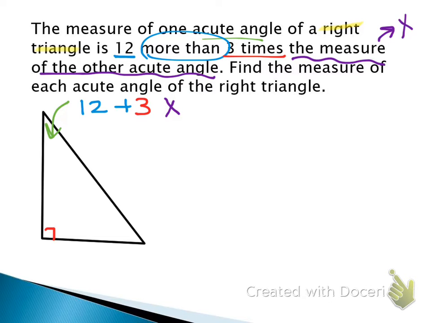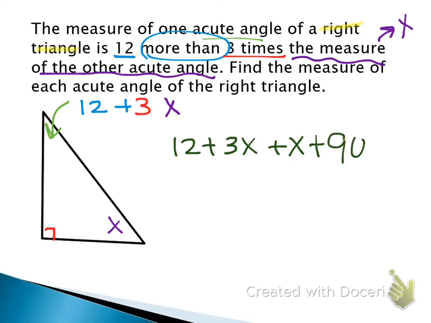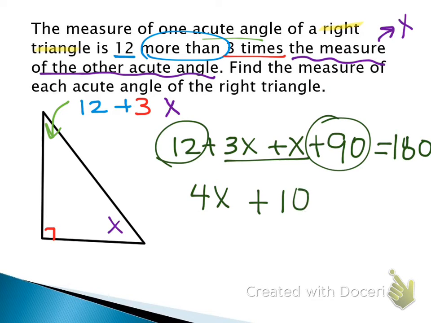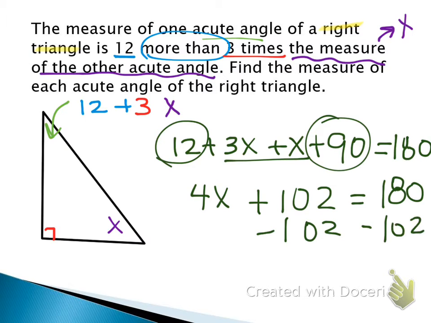What is the measure of the other acute angle? X. We actually labeled it up here. The measure of the other acute angle, we called it X. Now, you're going to solve just as if you were given the picture. Okay, my 3 angles in a right triangle add up to 180. So I'm going to do 12 plus 3x plus x plus 90 equals 180. 3x plus x makes 4x. And then 12 plus 90 is 102. Subtract 102. 4x equals 78.